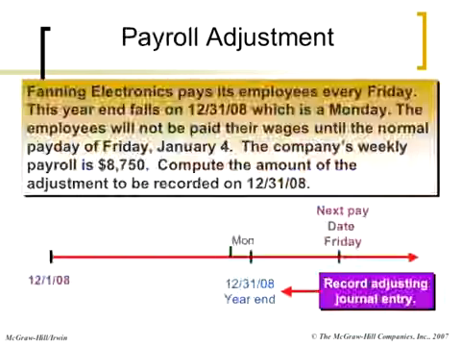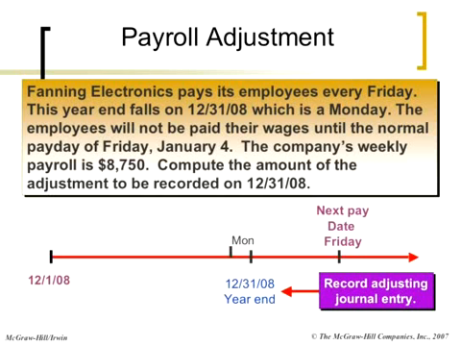The first adjustment that we will review is for accrued wages. The following transaction occurred for Fanning Electronics. They use a calendar year as their annual reporting period. Part 1. Fanning Electronics pays its employees every Friday. This year-end falls on 12/31/08, which is a Monday. The employees will not be paid their wages until the normal payday of Friday, January 4th. The company's weekly payroll is $8,750. Compute the amount of the adjustment to be recorded on 12/31/08.